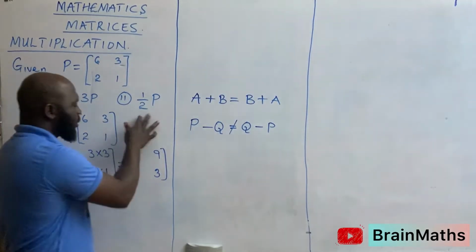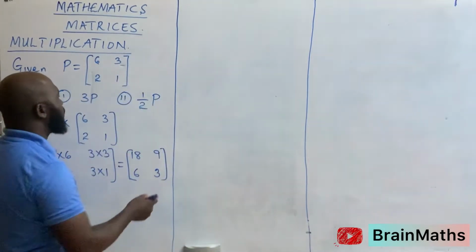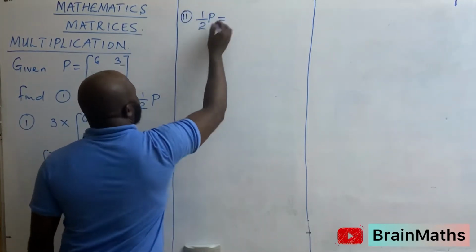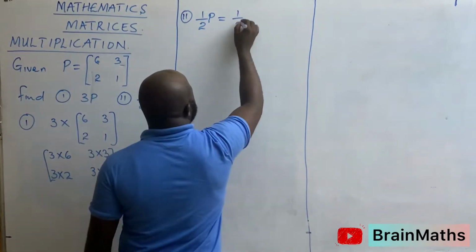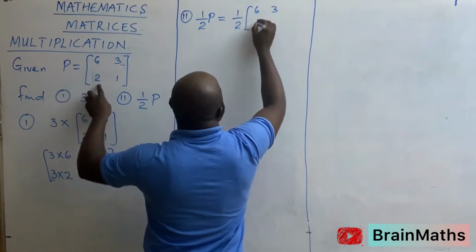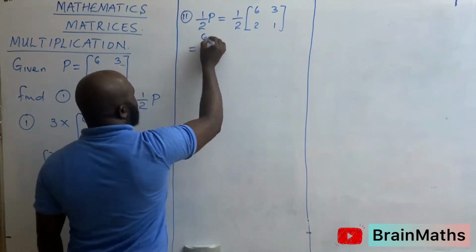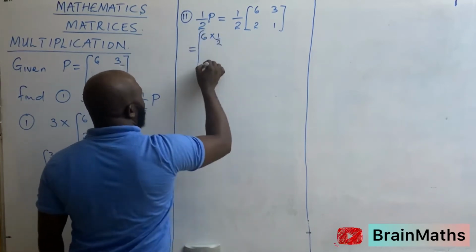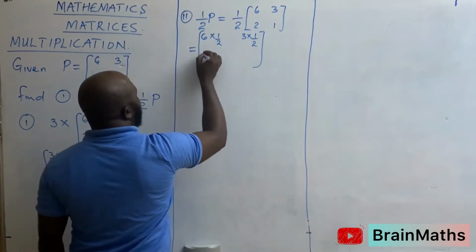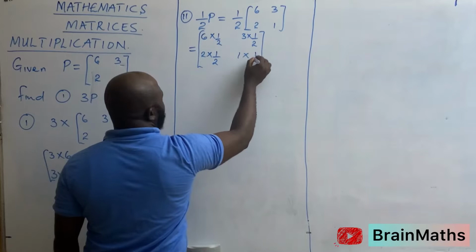So let's try to look at the second one. In the second question, it says 1 over 2 P. And this means we multiply each of the elements by half. We have 6, 3, 2, 1. And when you multiply it out, you are going to have 6 times 1 over 2, also 3 times 1 over 2, then 2 times 1 over 2, and lastly 1 times 1 over 2.